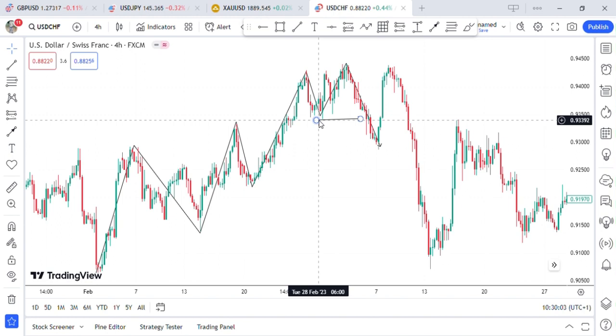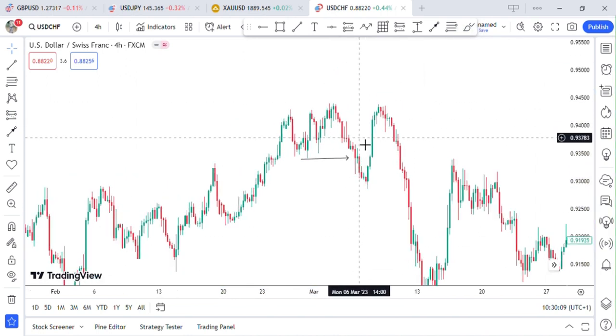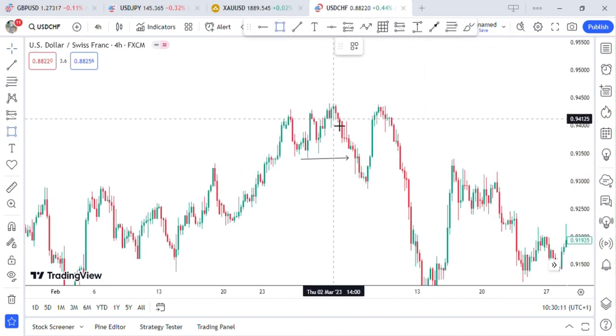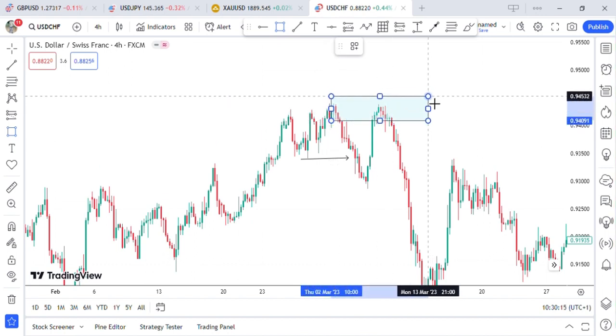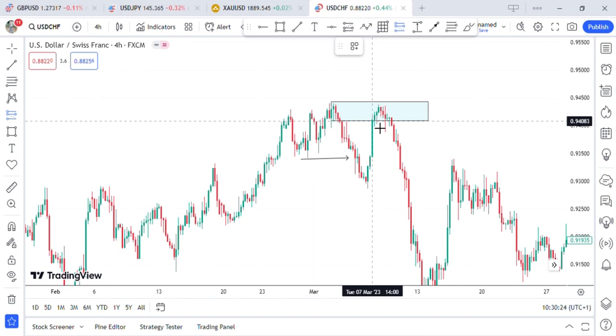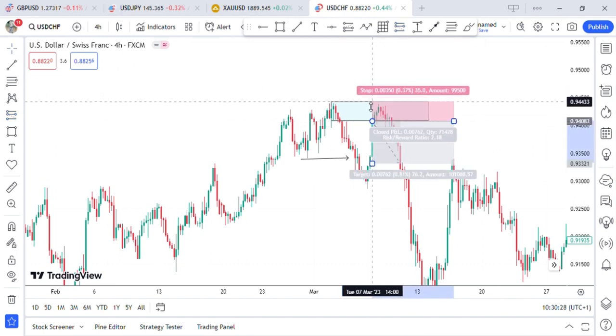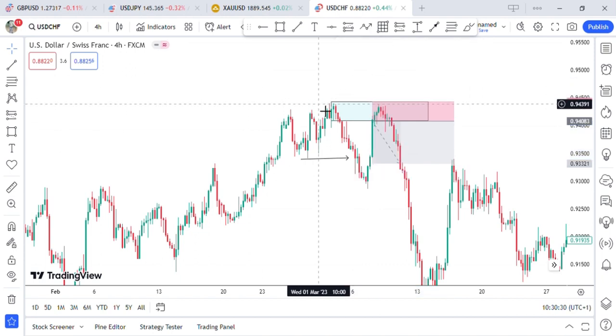So how do I enter into the market? This is how you are going to enter into the market. From here, your order block is set. You set your entry here. Then you set your stop loss above, at the tip of the previous swing high, because the market is not going to reach there.